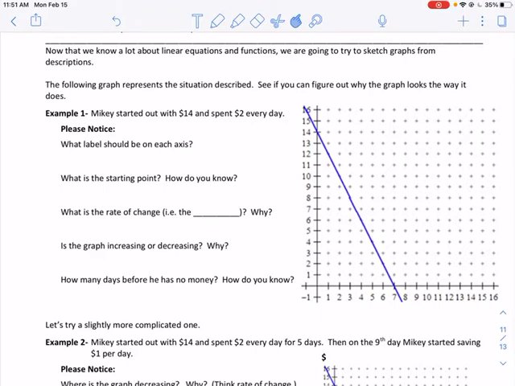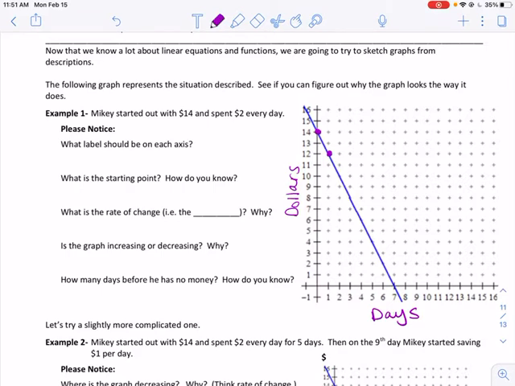the way they are. In our first example, Mikey started out with $14 and spent $2 every day. So if you look at this, the starting point is always the y-axis, the y-intercept. So this $14 tells me that on day 0, he had $14. I think that makes sense to me. Then he spent $2 every day. So if you look at this, I think this bottom axis is days. So then on day 1, he had spent $2. So now he has 14 minus 2, he has $12.